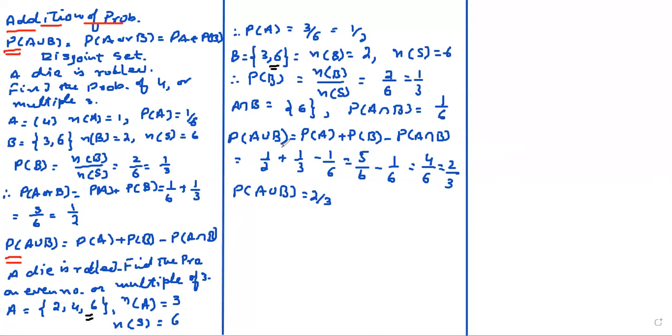So what we do, we just add their respective probabilities, minus their joint occurrence, which is 1 over 6. So 1 over 2 plus 1 over 3, which is 5 over 6, minus 1 over 6 equals 4 over 6, and the simplified form is 2 over 3. I hope you understand it well.